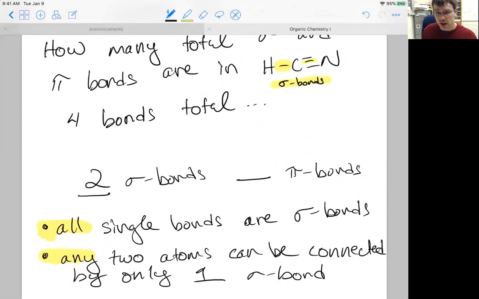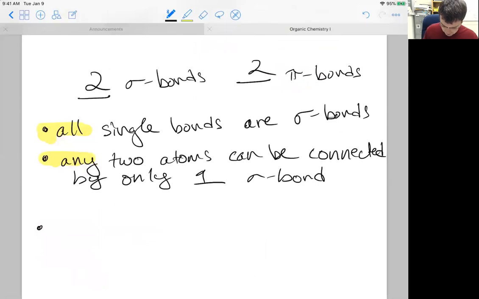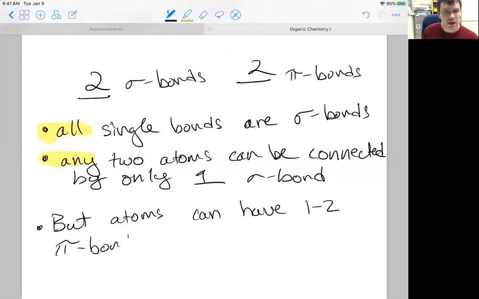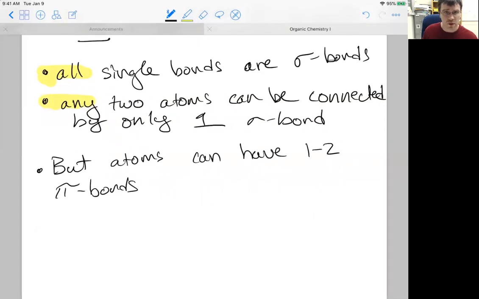However, if we have 4 bonds total, that means we also have 2 pi bonds in our system. And that's true. We have 2 pi bonds connecting the carbon and nitrogen together. What this means is that while any 2 atoms can only have 1 sigma bond, they can have 1 to 2 pi bonds. We're not going to look at the orbital depiction of a pi bond just yet. We'll save that for probably next lecture. So atoms can have an additional 1 to 2 bonds as pi bonds.